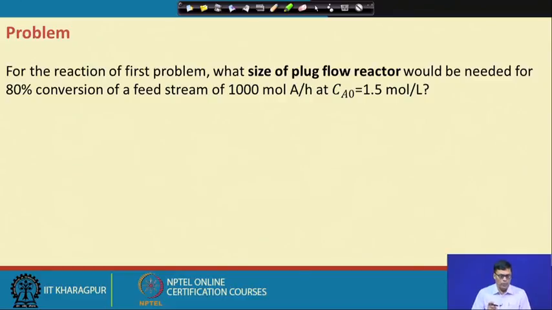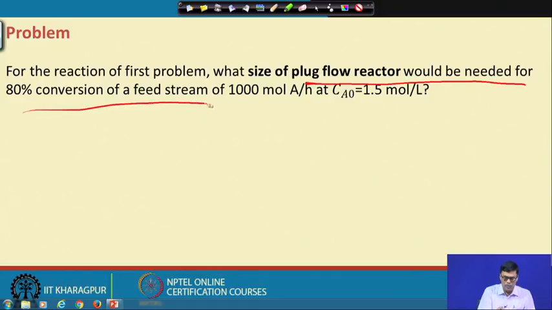Now for the reaction of the first problem, what size of a plug flow reactor would be needed for 80% conversion of the feed stream of 100 moles of A at CA0 1.5? Now here I want to point out that in my last presentation I forgot to discuss a similar type of problem on plug flow reactor. I hope it is a similar type of problem. So if you understand this, you can solve that also very easily.